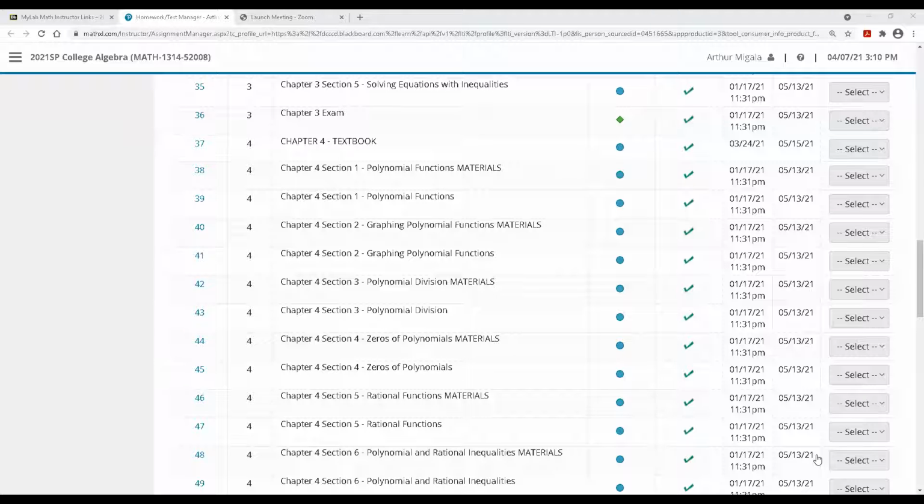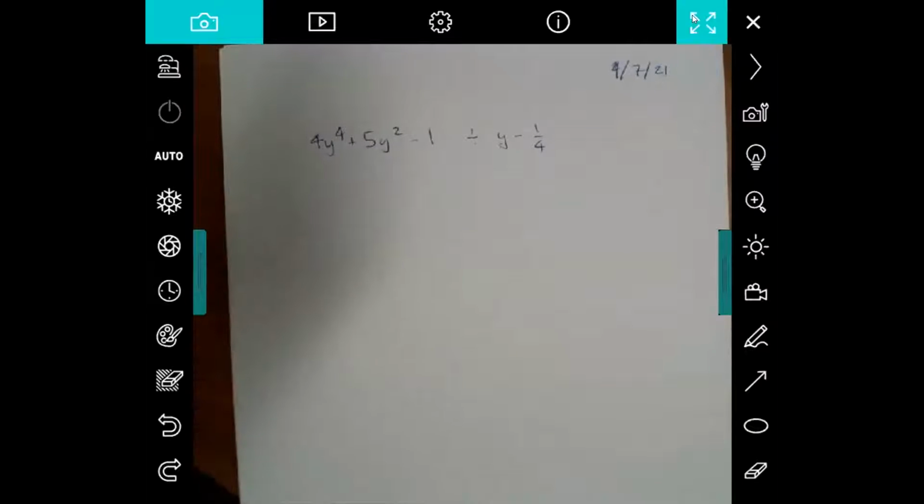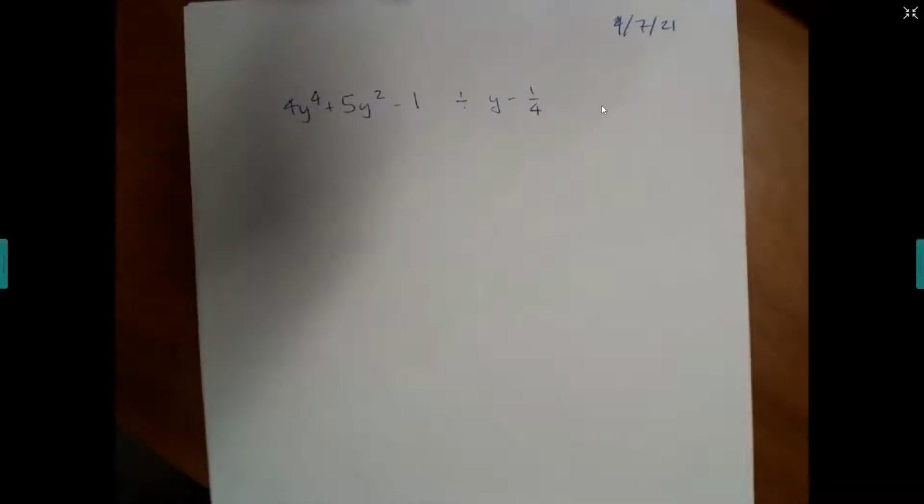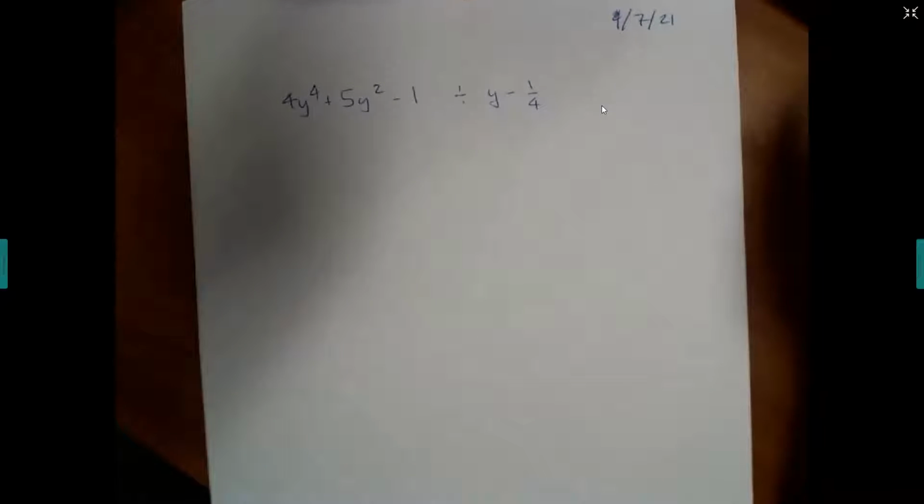Okay, so what was the error you had? Last one I did is the one I checked the most. 4y to the fourth plus 5y squared minus 1, divided by y minus 1/4. Okay. Fractions stayed relatively. What method did you use? Well, synthetic division. All right.